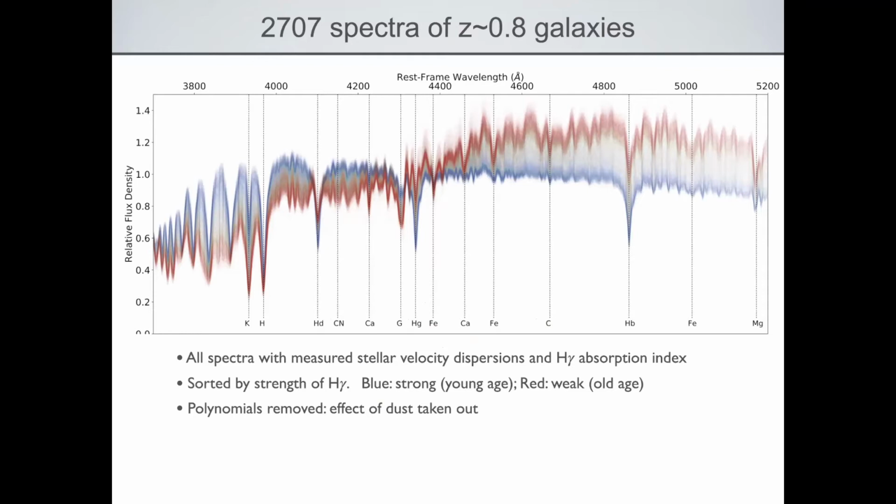These are all the spectra with measured stellar velocity dispersions and measured H gamma absorption line strength. H gamma is over here, just because it's sort of in the middle of our spectral coverage. The color coding is nothing else but ordering by H gamma absorption. So the strongest H gamma absorber has the bluest color, the weakest has the reddest color, and then there are these in-between colors.